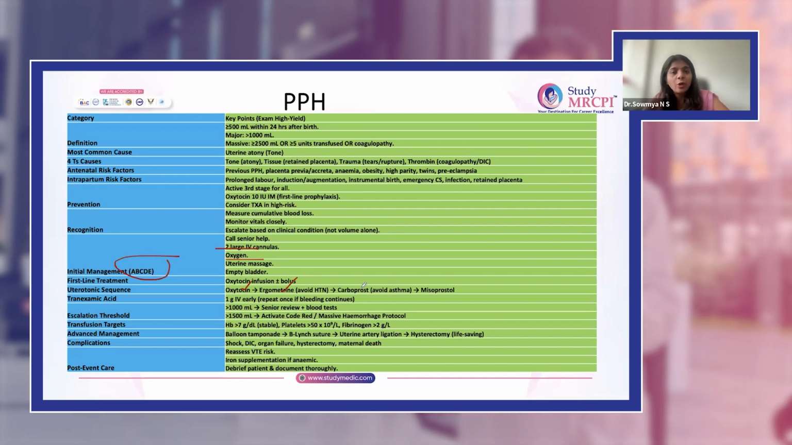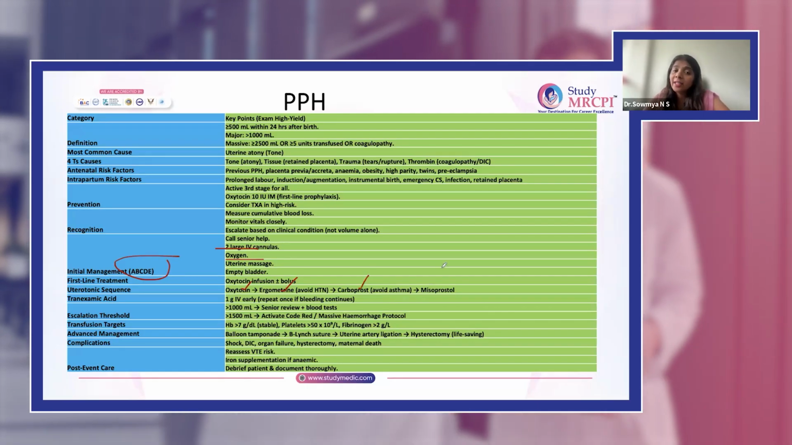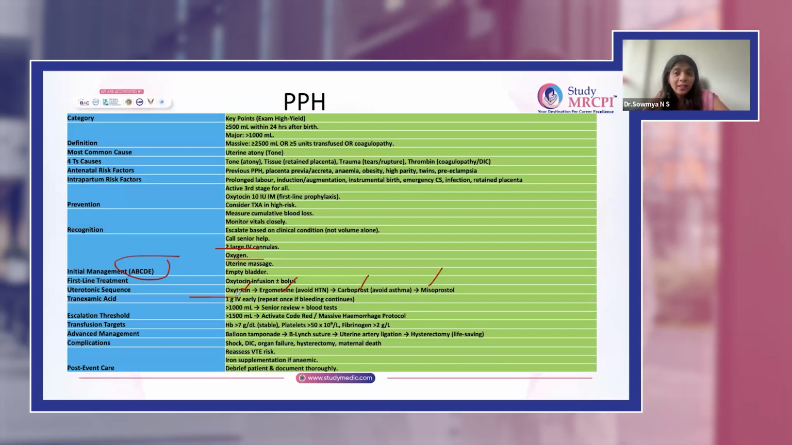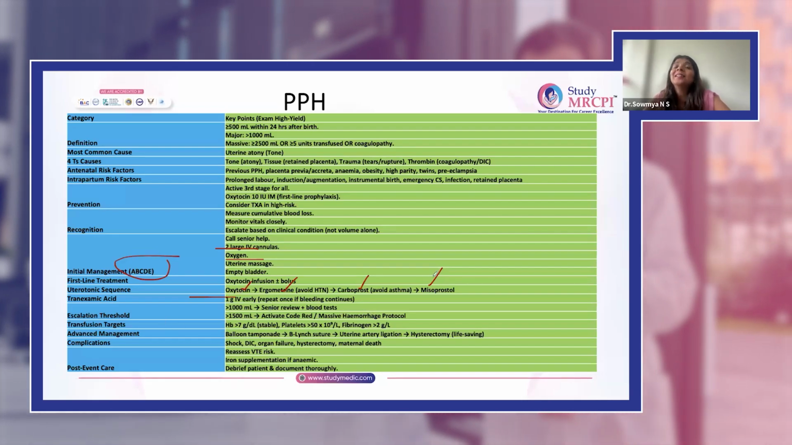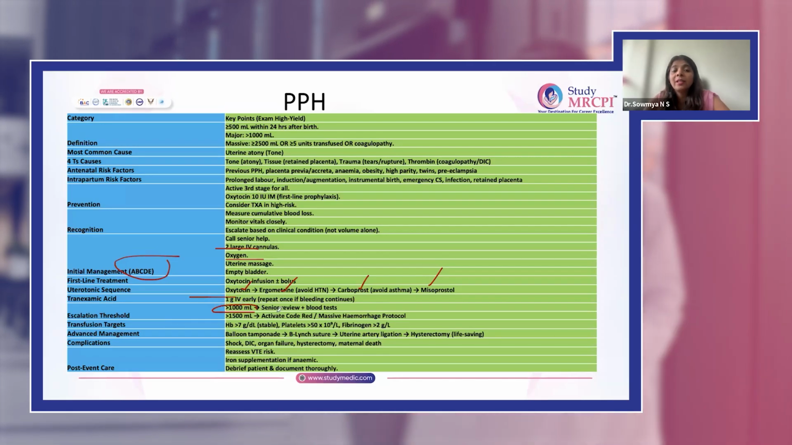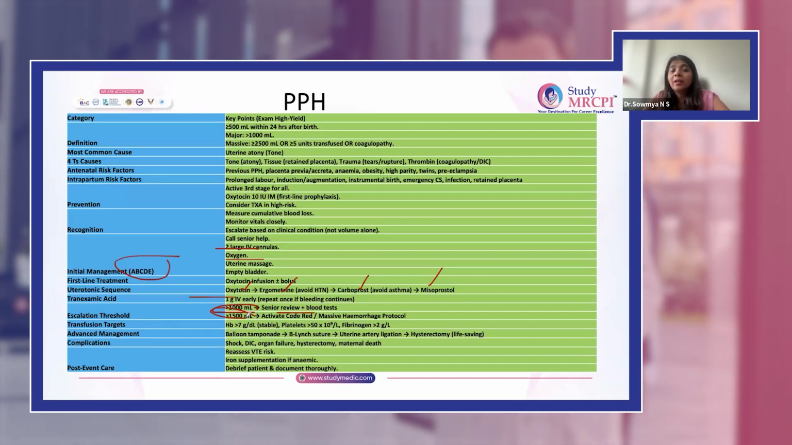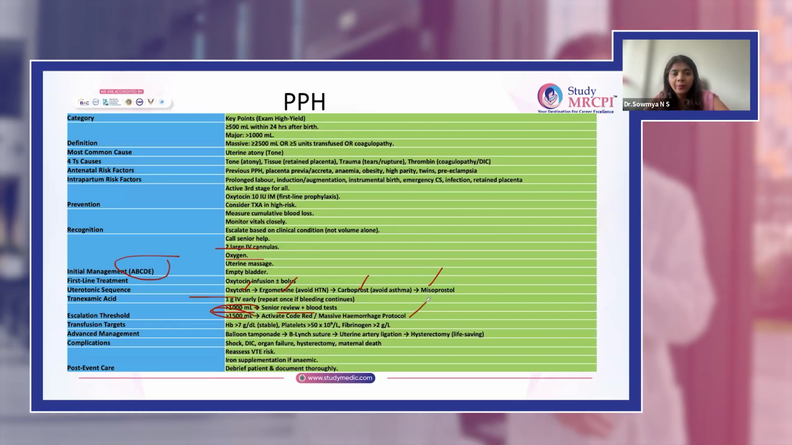If it is hypertensive, you avoid. You then move to carboprost. If it is asthmatic, avoid. Then comes your misoprostol. Tranexamic acid, you can give in the early phase and can repeat as well. Escalation threshold: once the estimated blood loss is more than a liter or 1000 ml, senior review plus blood tests; more than 1500 ml, code red or MHP, massive hemorrhage protocol, you would activate.